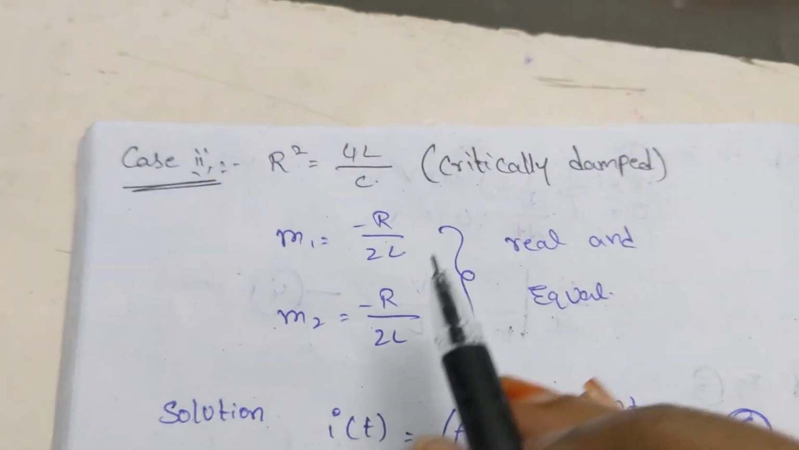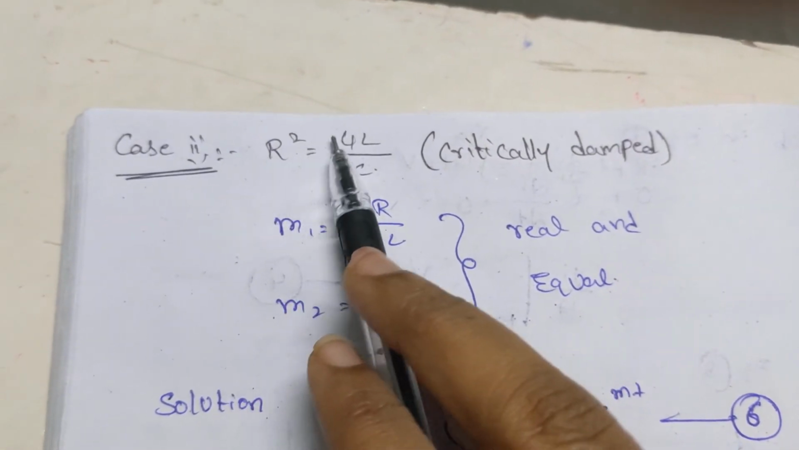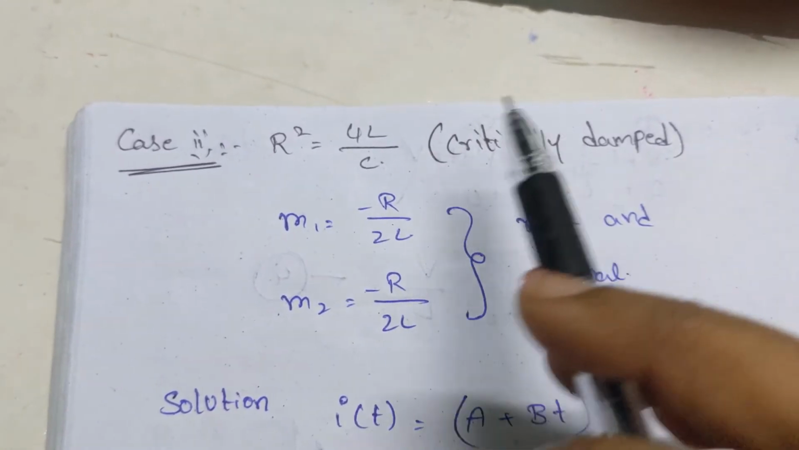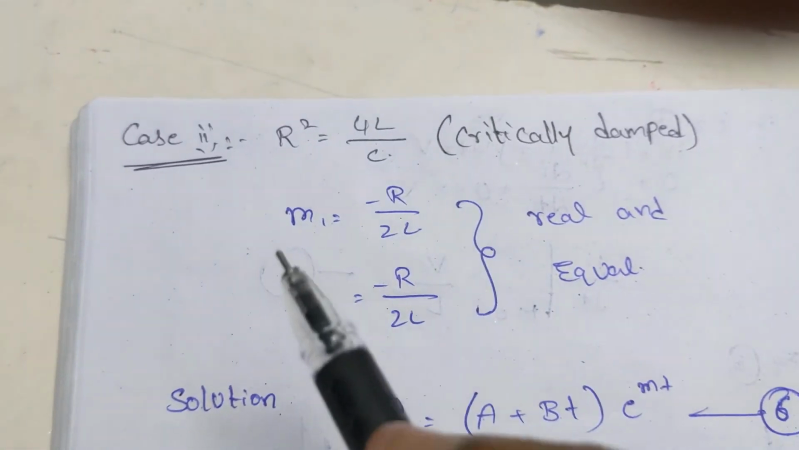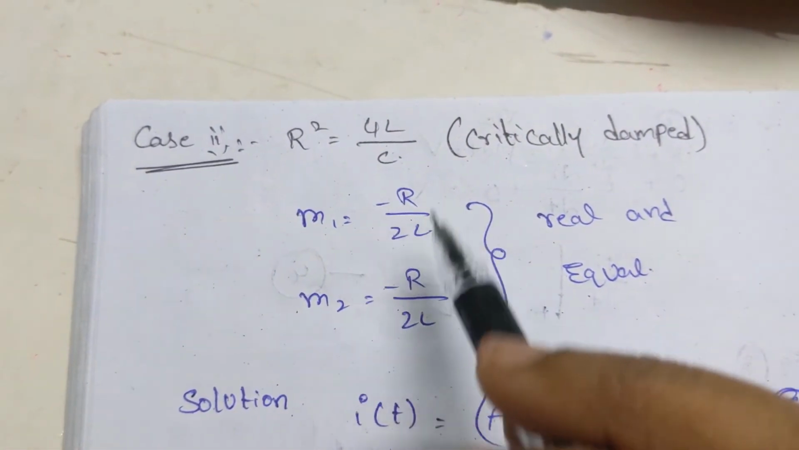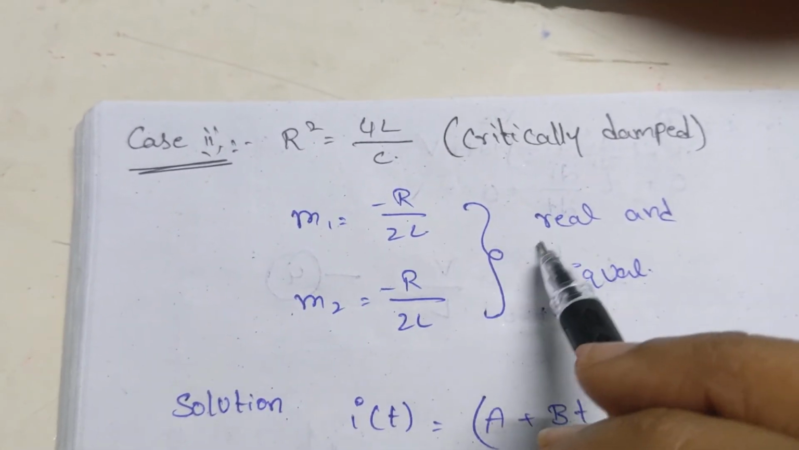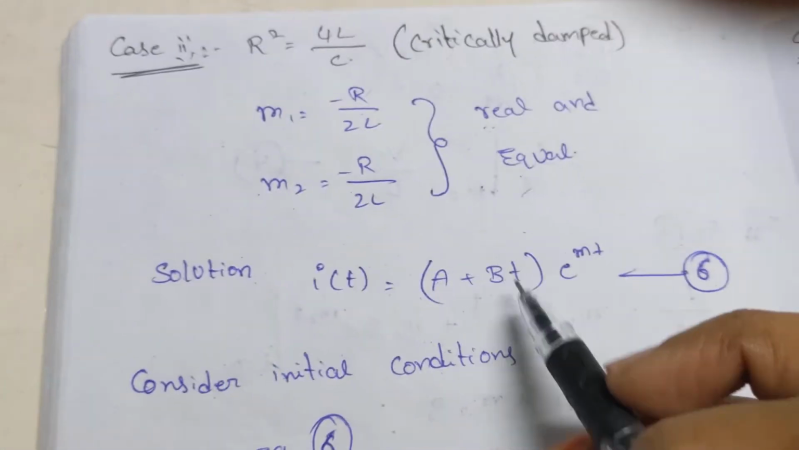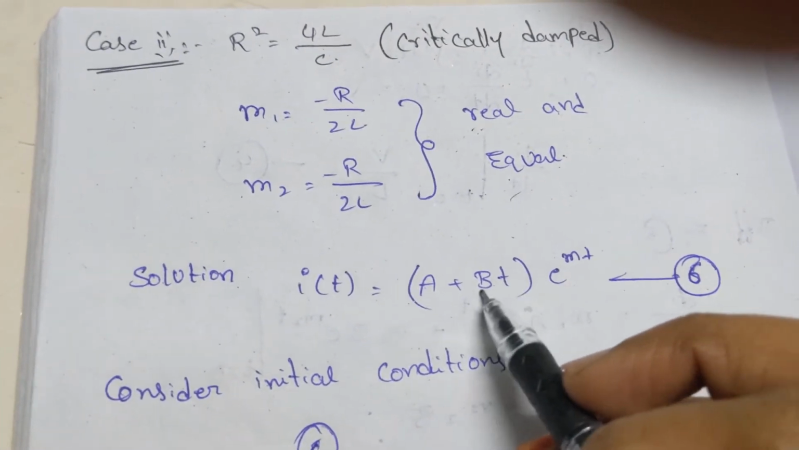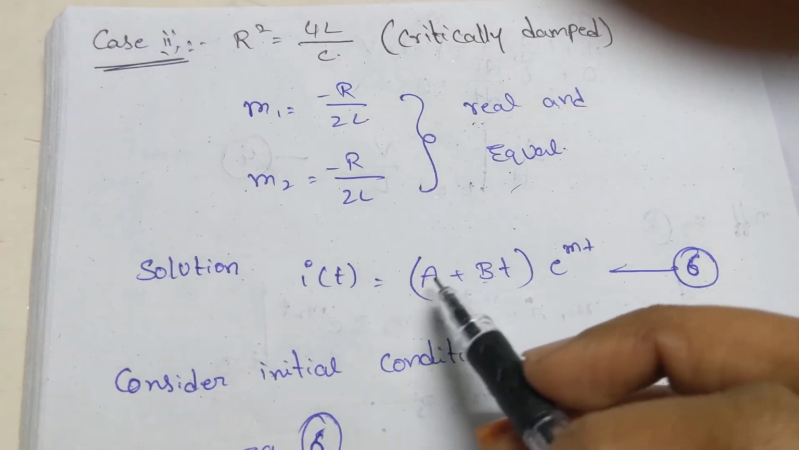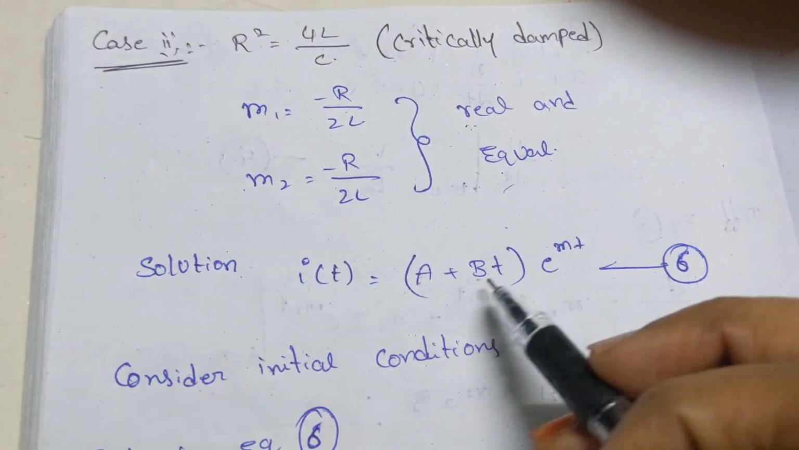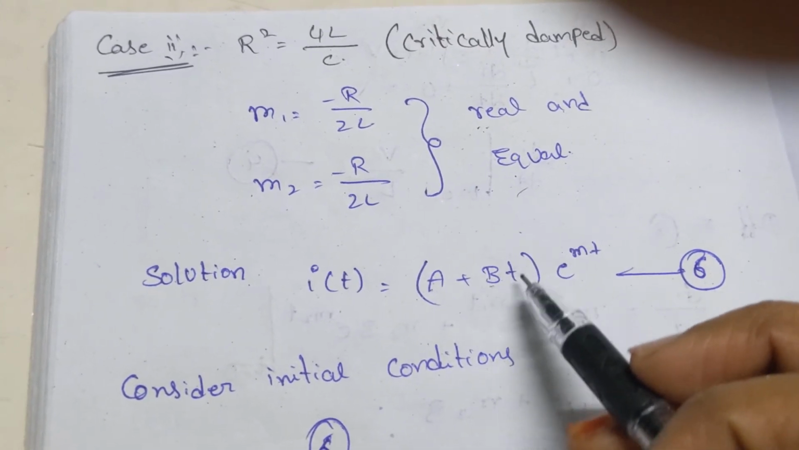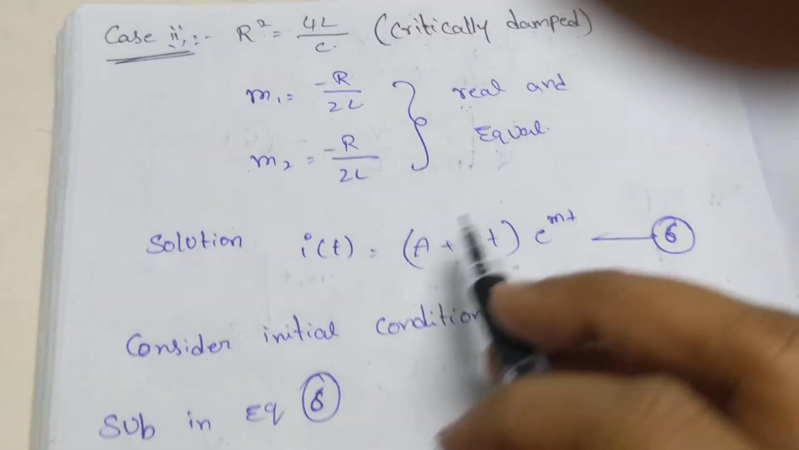Now in case number 2, we are considering R square equals 4L by C. Then the square root term will be equal to 0, then roots m1 and m2 will be minus R divided by 2L. The roots are real and equal. When having the same roots, we consider the first one as constant and the second one as its derivative term, so plus b t e^(mt).